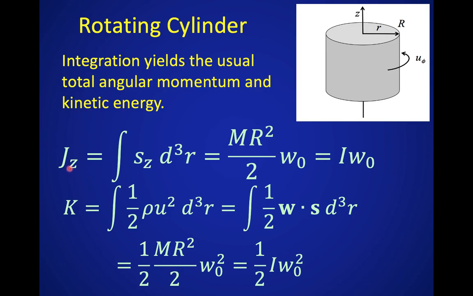Okay, and if we do the integrals, the total angular momentum comes out to be the usual moment of inertia times the angular velocity, and the total kinetic energy is the usual 1/2 moment of inertia times the angular velocity squared. So spin density gives the same results as ordinary angular momentum.